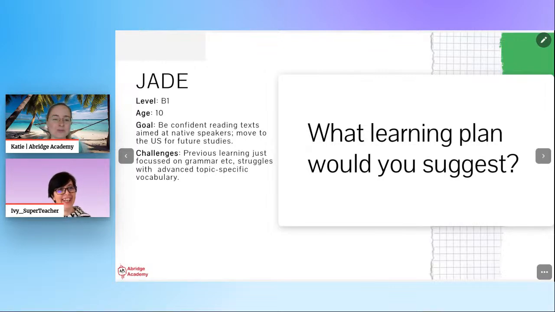But can it also be a challenge when the kid's quite young, and you don't want classes that feel too formal or old? Yes, and overwhelmed. What would you do, Katie? What would I do? Yeah.